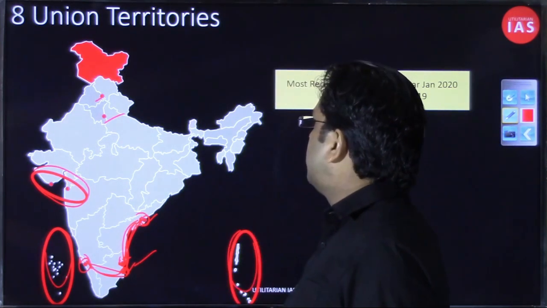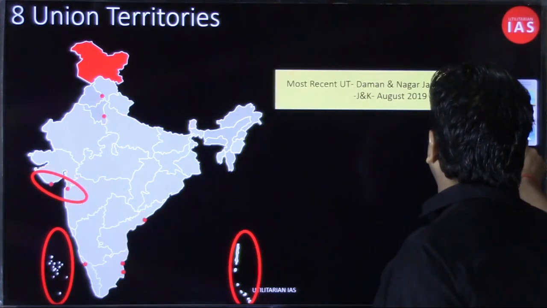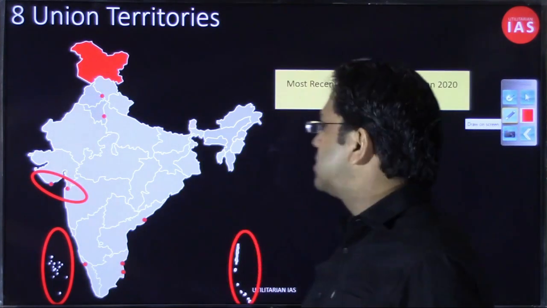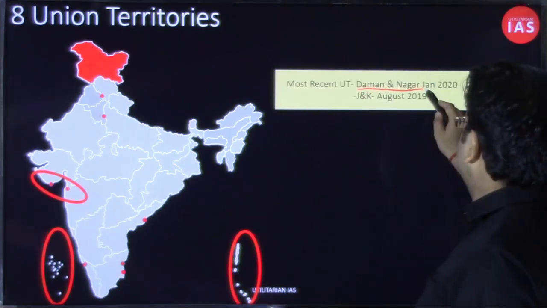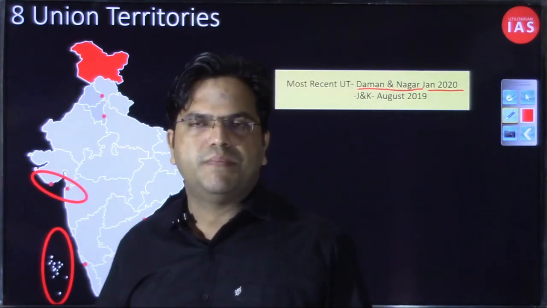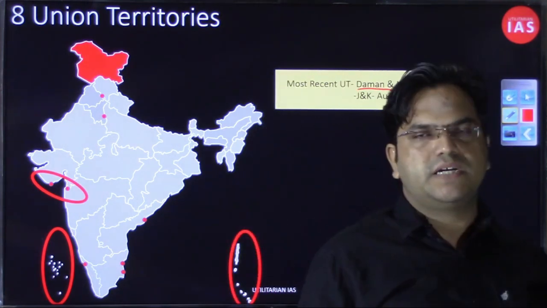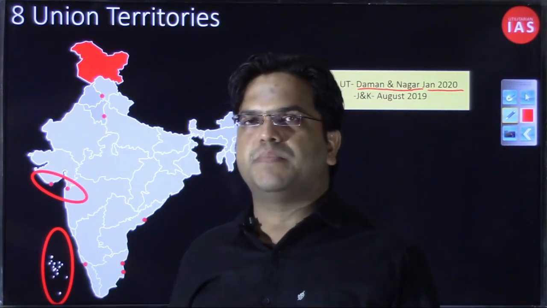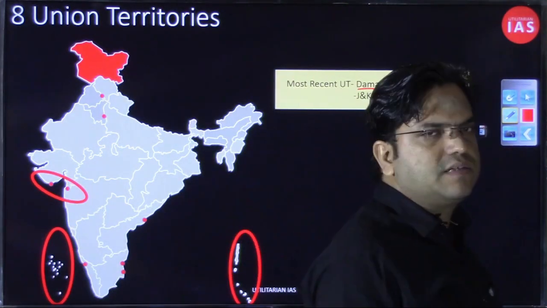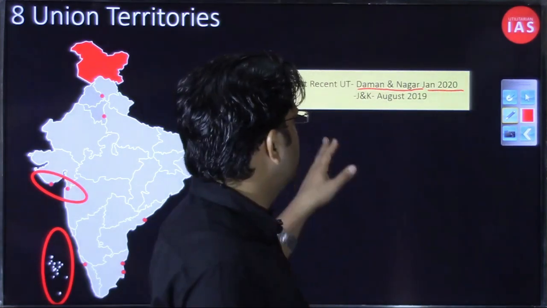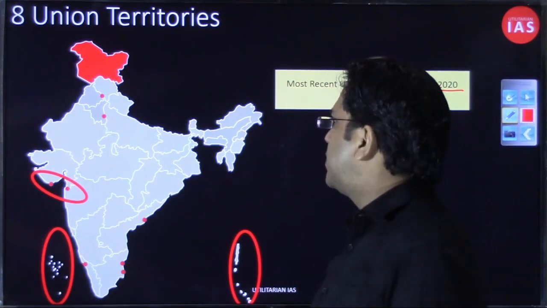Thereafter you have Andaman and Nicobar. So these are the 8 union territories that you can see on this screen. The most recent union territory is the one after the merger, Daman and Diu and Dadra and Nagar Haveli, which was effected in January 2020. The bill for the merger of these two union territories for administrative convenience was introduced in Parliament in November 2019, and the merger was finally effected in January 2020. The second most recent addition is Jammu and Kashmir, which was split into 2 parts, right?